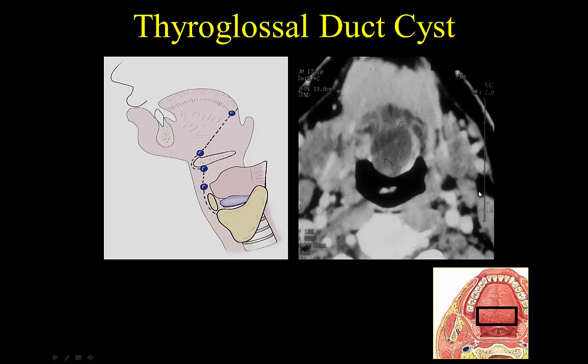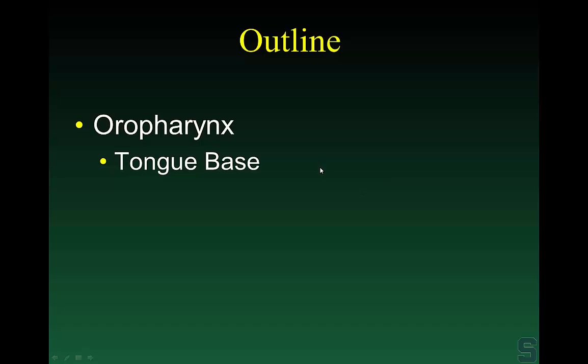cecum. If you have that thyroid tissue and it starts to secrete and contains fluid, remember the water balloon analogy, then you have the thyroglossal duct cyst. So both of these are related cousins, solid versus cystic. So that's the first part of the oropharynx, the tongue base. We'll then move on to the tonsil.